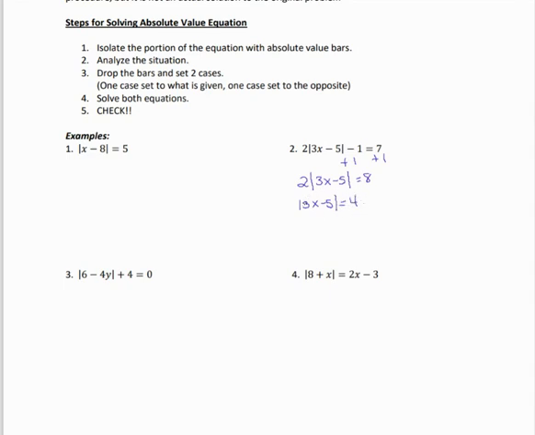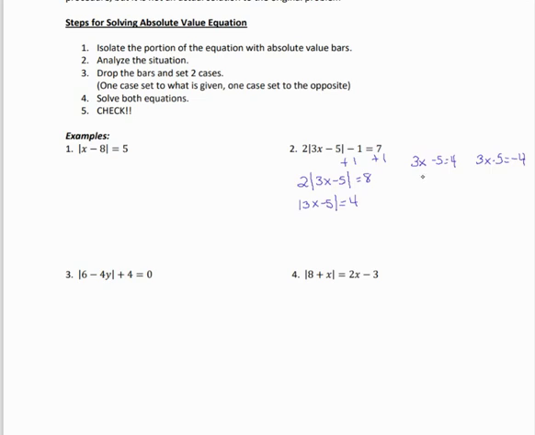So at this point in time, I have my bars isolated. I'm going to analyze. And remember, absolute value is always positive. Look at this answer. It's positive 4. So this is an equation that can be true. So from here, we're going to drop those bars and set two cases. I'm going to do it over here. My first case is going to be 3x minus 5 equals 4. And the second case is going to be 3x minus 5, but this time it has to equal -4, the opposite answer. If it had been -4, now I'll make it positive 4.